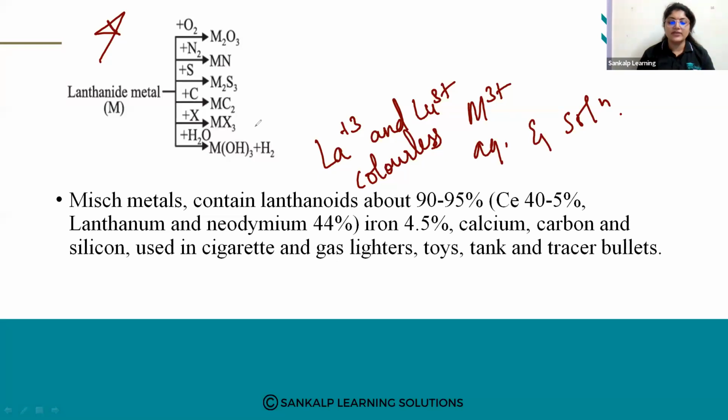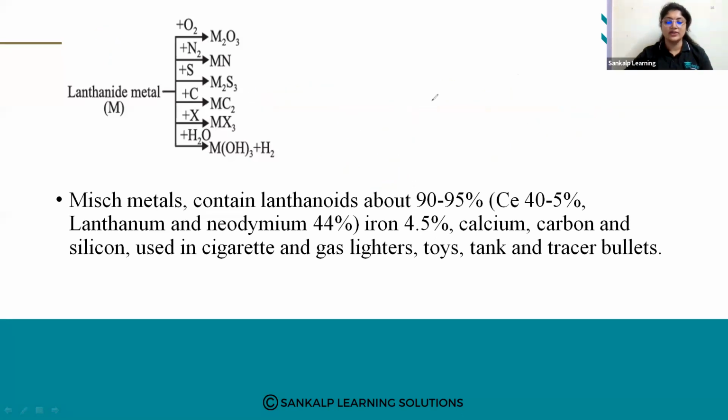Lanthanoid metal, when it is reacted with carbon at a temperature of 2773 Kelvin, forms Ln C2 type. When it is reacted with halogens, it forms MX3, the respective halides. When it is reacted with water, it forms hydroxides. So these are some of the chemical properties, how the reactions of lanthanoids take place.